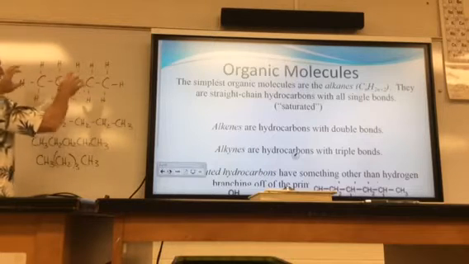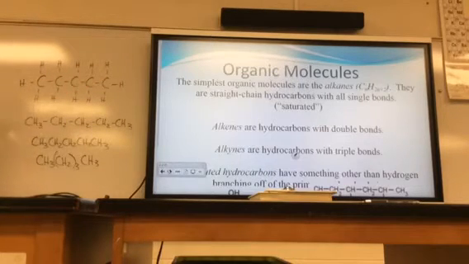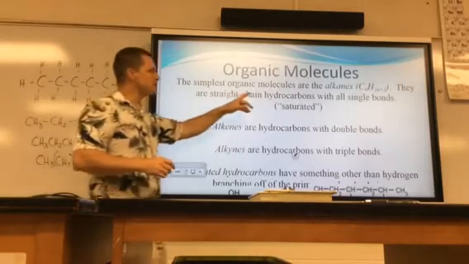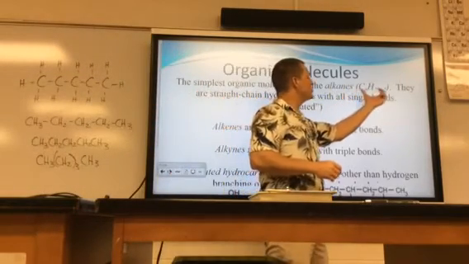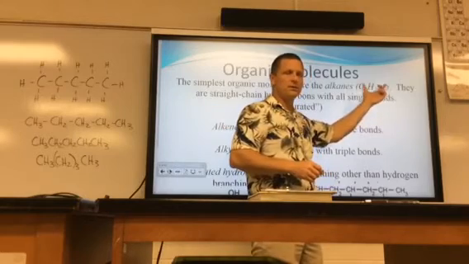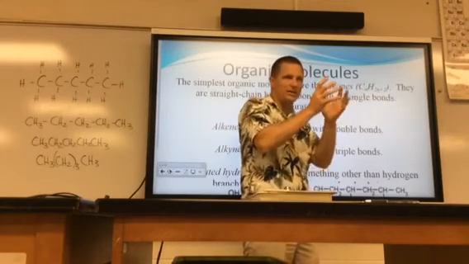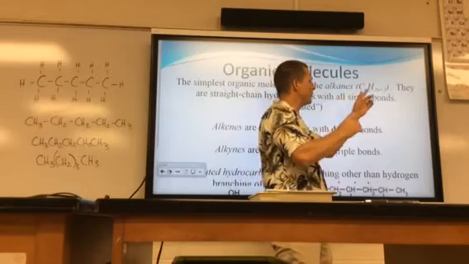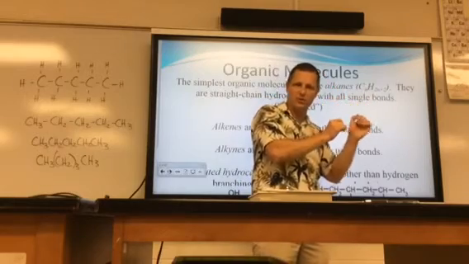The simplest molecules are all straight chain hydrocarbons. Hydrocarbon just means there's hydrogen and carbon in the compound. All the alkanes will have this general formula: CnH2n+2. N is however many carbons, and then based on however many carbons, there's 2n plus 2 hydrogens on it.